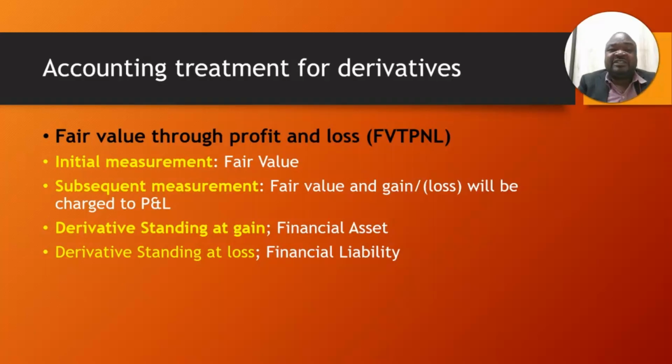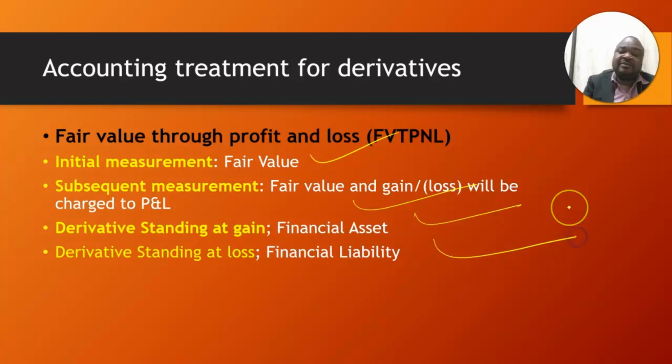Accounting treatment for derivatives, fair value through profit or loss. Initial measurement, we measure them at fair value. Subsequent measurement, fair value, and gain or loss will be charged to P&L. A derivative standing at a gain is a financial asset. A derivative standing at a loss is a financial liability.